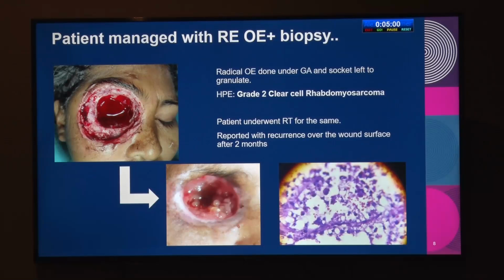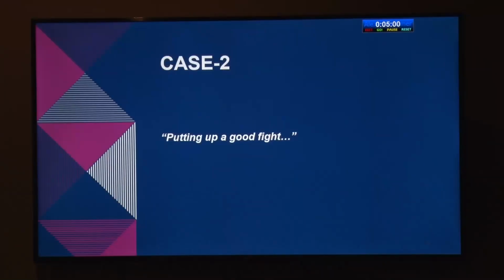The patient underwent a radical orbital exenteration under general anesthesia, and the socket was left to granulate. The biopsy report showed grade 2 clear cell rhabdomyosarcoma, and the patient underwent radiotherapy for the same, but she reported with recurrence over the wound surface after 2 months.